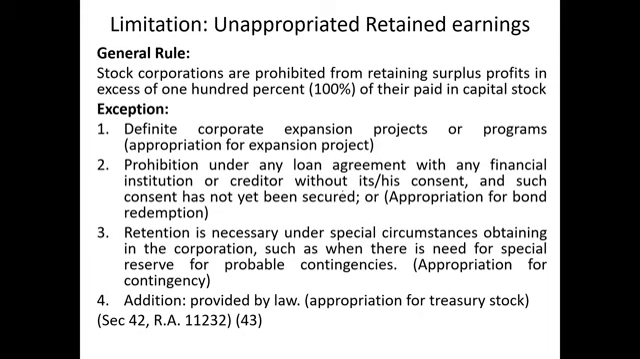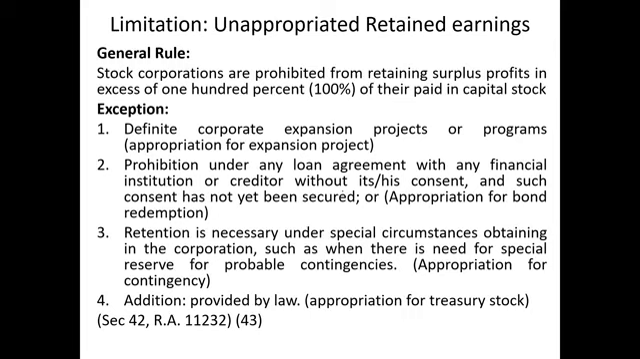Okay, let us proceed now sa limitation of retained earnings. Sabi ng batas, general rule, stock corporations are prohibited from retaining surplus profit in excess of 100% of the paid-up capital. Kaya pag ang paid-up capital is 10 million, ang maximum retained earnings lang na pwedeng i-maintain is up to 10 million for the unrestricted portion. Kaya kung gusto nyong magdagdagan, kailangan nyo mag-appropriate. Kasi pinag-uusapan dito, I'm referring to unrestricted retained earnings.